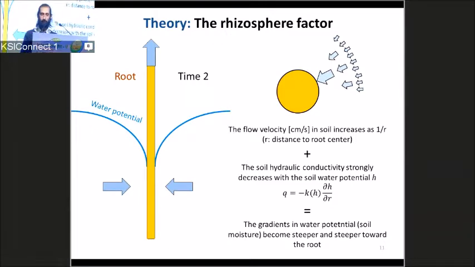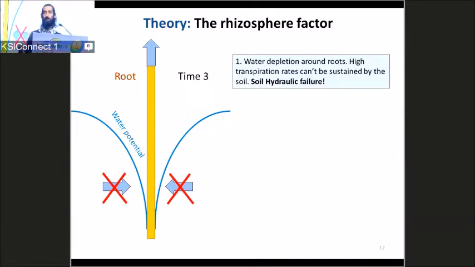Until you have a very critical point when the soil is getting dry and the conductivity goes down. To sustain the same flux, you need bigger gradients, but bigger gradients mean that close to the root, the conductivity goes lower, and at that point, the system fails. Then you have a kind of hydraulic failure, and you can predict that there is a maximum flow rate that the soil can sustain. This is a soil problem.